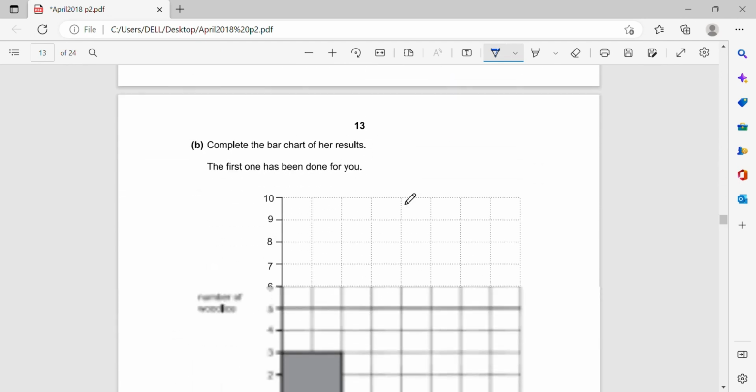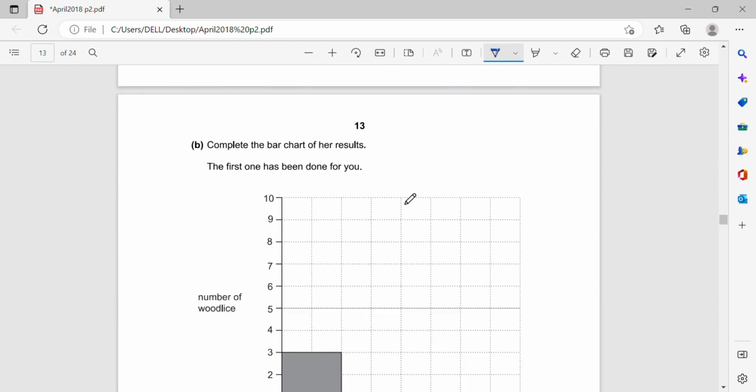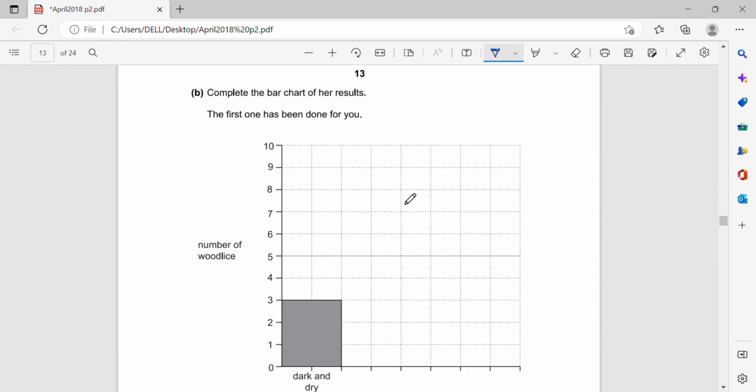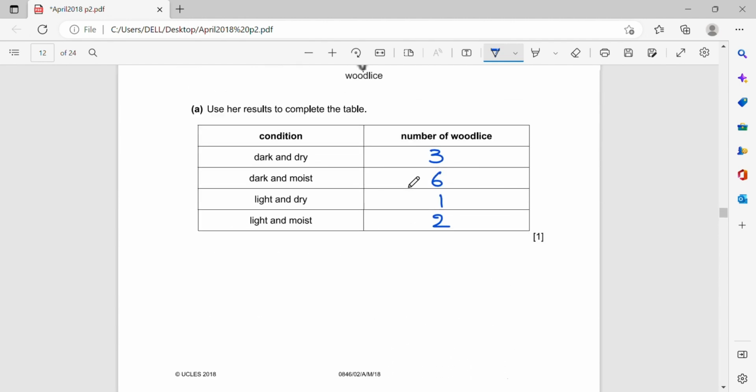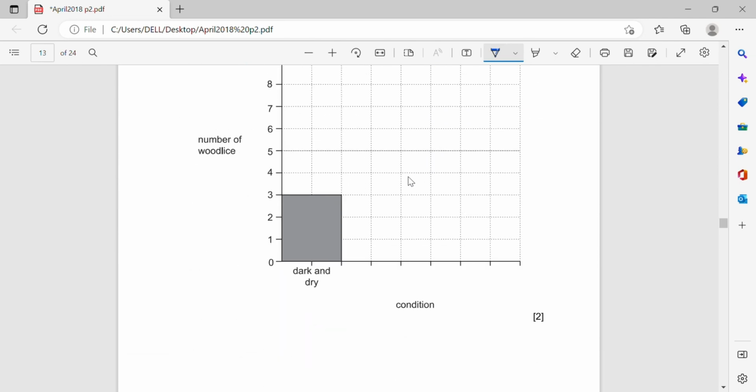Next question. Complete the bar chart of her results. The first one has been done for you. We said at dark and dry how many? 3, so this one is done. Now let's do dark and moist, at 6. Let's write here dark and moist. Okay, and we go up to number 6.